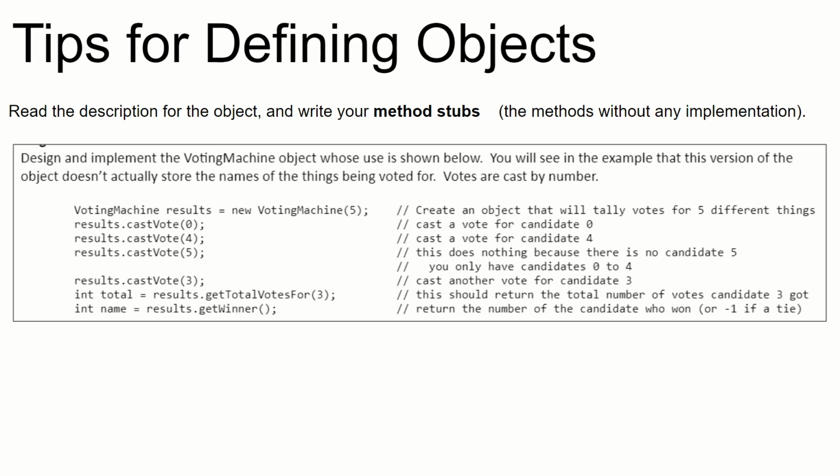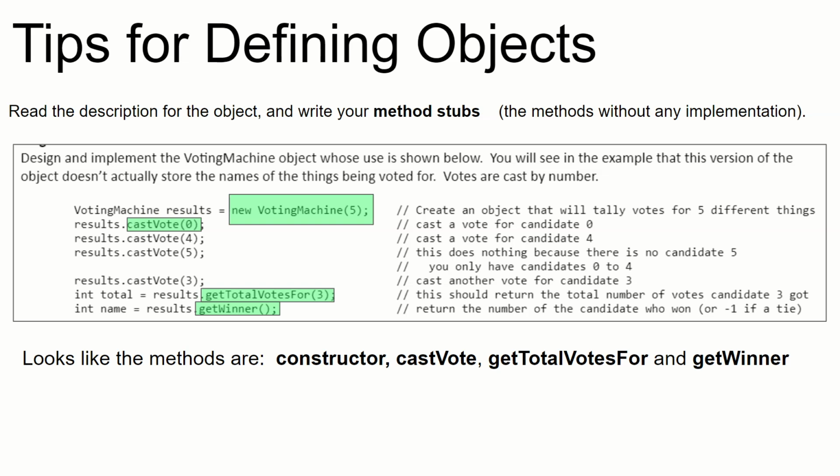So if I'm reading over this description, a couple of things pop out at me. I see the constructor, and you can know it's the constructor because of the keyword new. It's also the same name as the data type, VotingMachine. I see castVote, I see getTotalVotesFor, and I see getWinner.